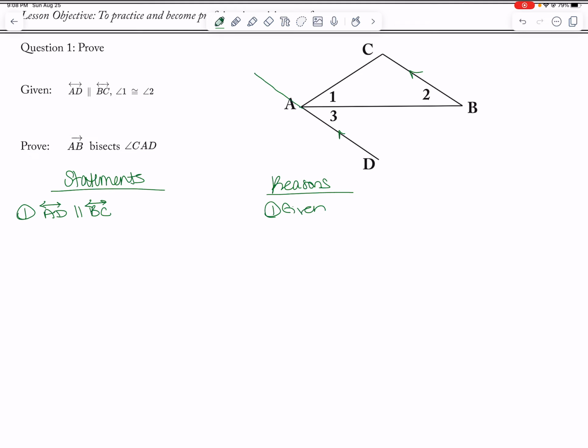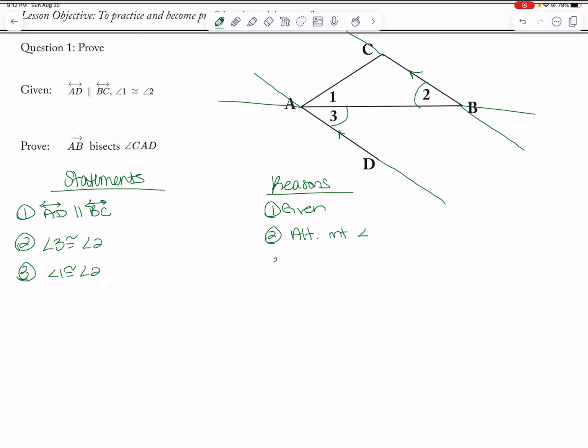Whenever I do these, sometimes I will extend these lines out a little bit. So now what I want to say is if I did this, then angles 2 and 3 are congruent. And then angle 3 is congruent to angle 2 by alternate interior angles. And then angle 1 is congruent to angle 2, and that's given. And then 4, angle 1 is congruent to angle 3 by substitution.